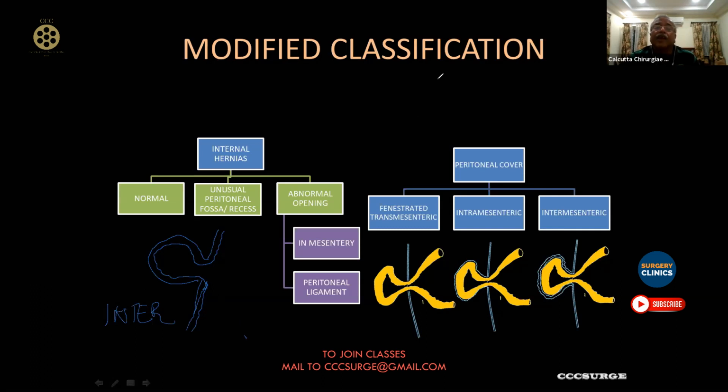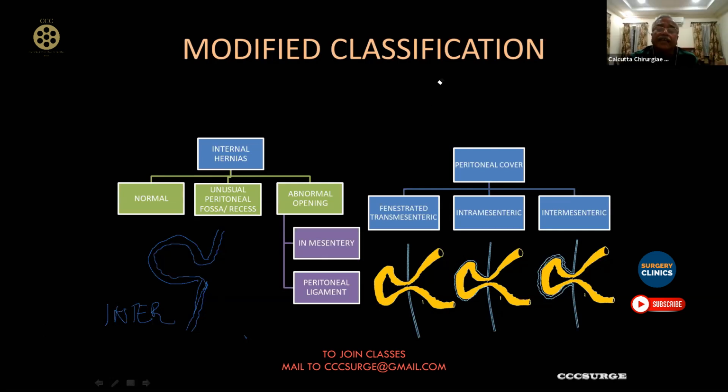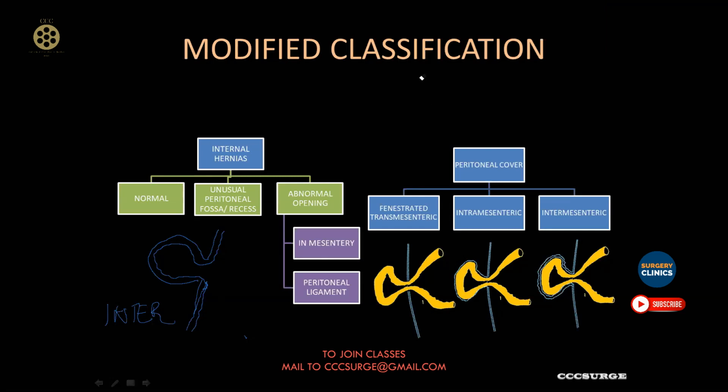Again, if you have one layer of peritoneum, it's called intra. If you have both layers of peritoneum, it's called inter. Okay, so one is intra, both is inter. Is that clear? Yes, sir.